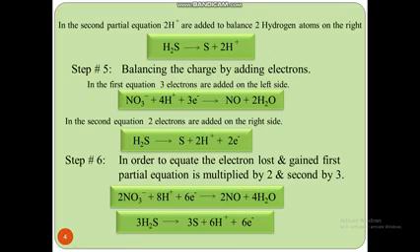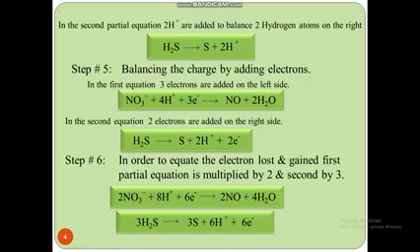Step number 5. Balancing the charge by adding electrons. In the first equation, 3 electrons are added on the left side. On the left hand side, nitrate has one negative charge and there are 4 hydrogen ions. So 4 minus 1 is 3. There are 3 positive charges on the left hand side. So to balance these positive charges, we have to add a similar number of negative charges on the left hand side.